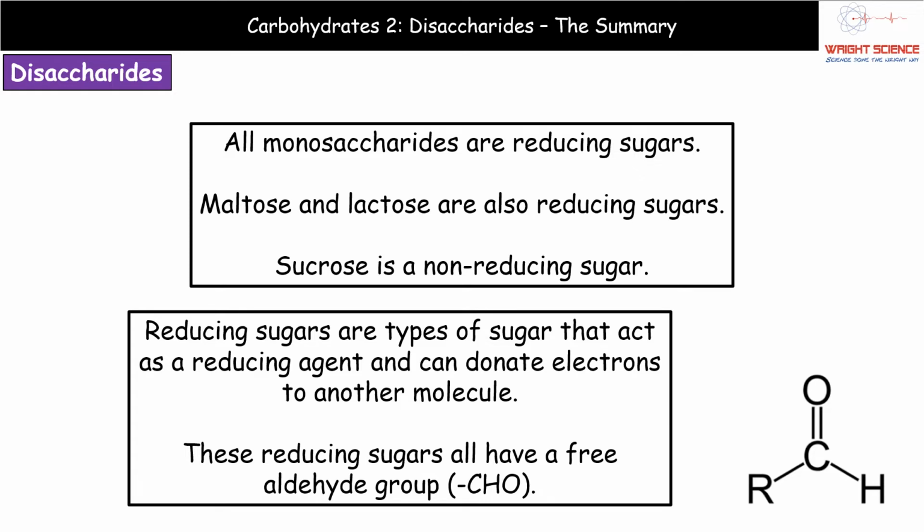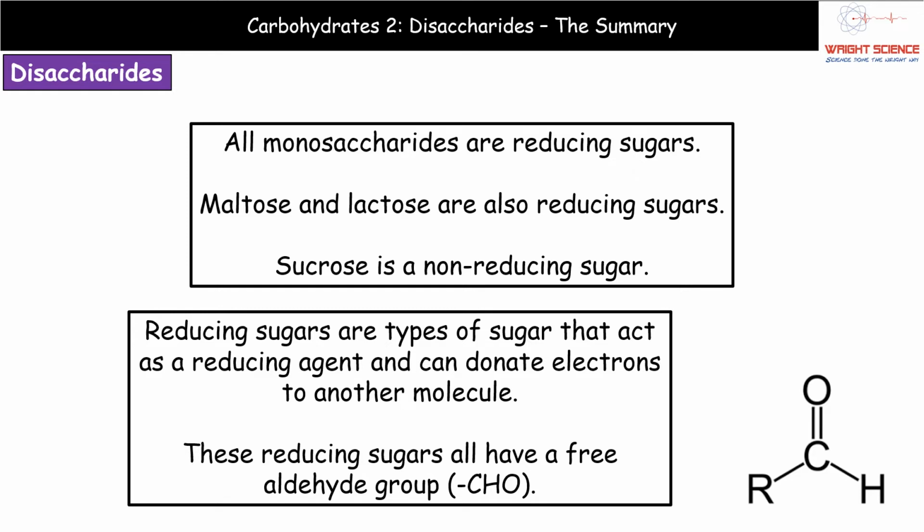Now, one key rule to remember, if you like, is that all monosaccharides are reducing sugars. So if it's a monosaccharide, then we will have a positive reaction with the Benedict's reagent. If we consider our disaccharides, remember there are 3 we need to know about. Both maltose and lactose are reducing sugars, but sucrose is a non-reducing sugar.